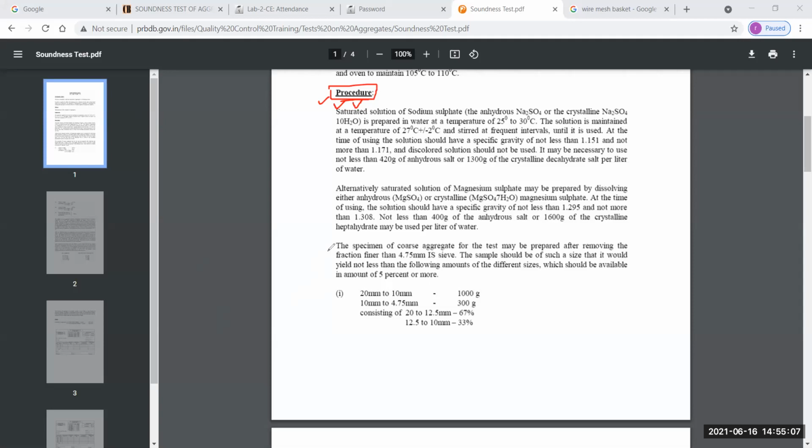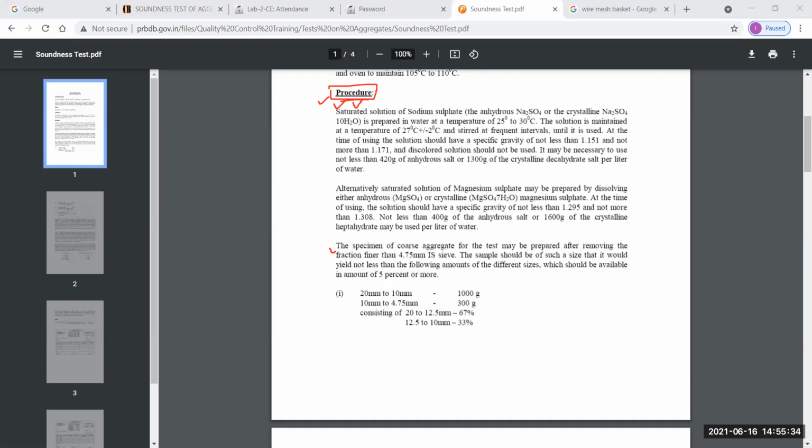The specimen of coarse aggregate for the test may be prepared after removing the fraction finer than 4.75 mm IS sieve. The sample should be of such a size that it would yield not less than the following amounts of the different sizes, which should be available in amount of 5% or more.